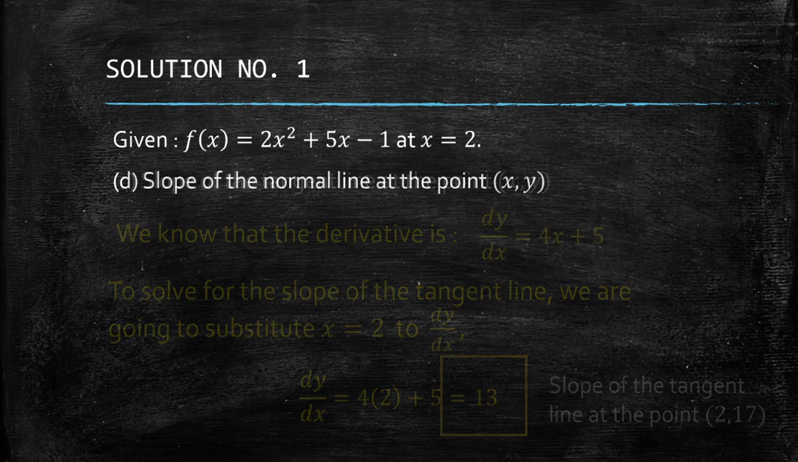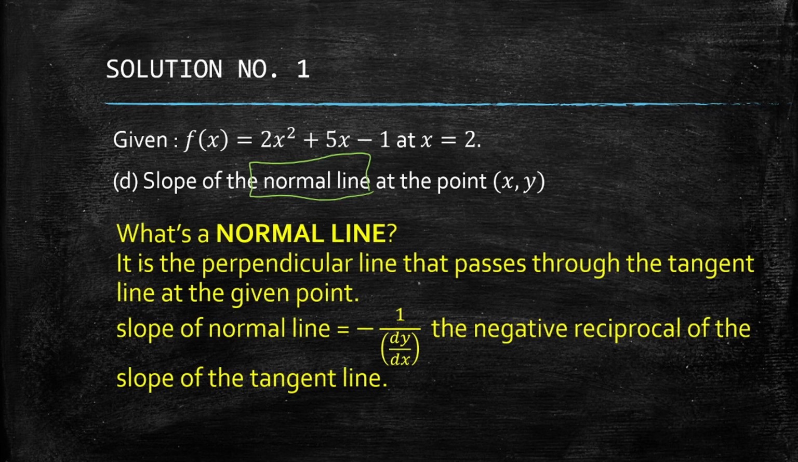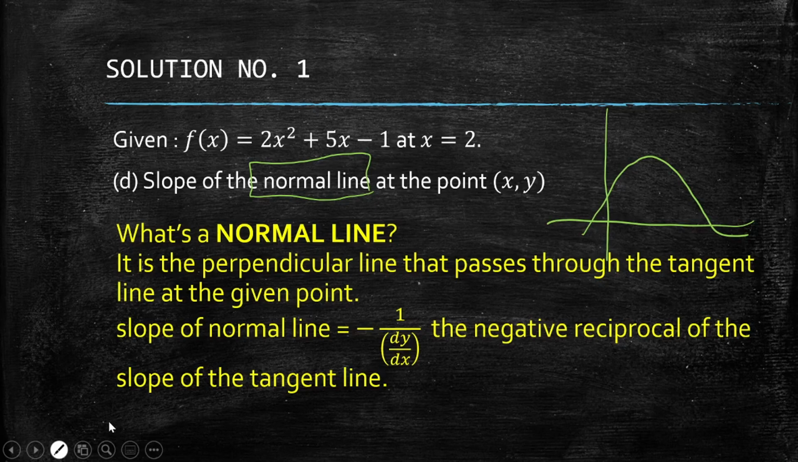Next, we're going to find the slope of the normal line. So now we have this term normal line here, and maybe it is kind of new to you. When we say normal line, it is actually the perpendicular line that passes through the tangent line at the given point. So for example, if we have our graph here, let's say this is our graph, and then this is our tangent line. Let's say this is our tangent line. This is our point here.